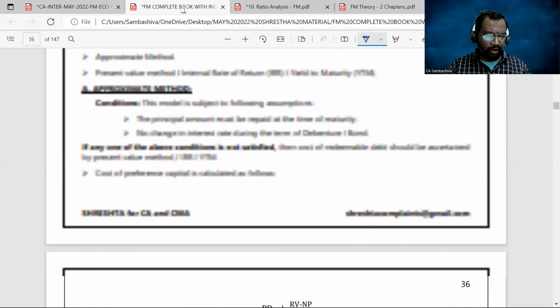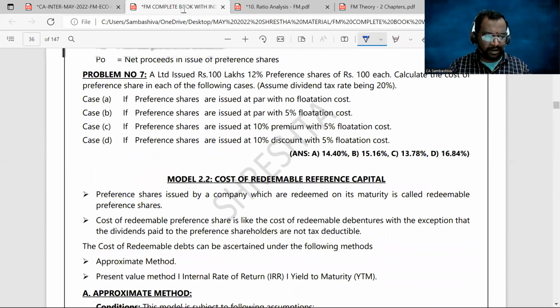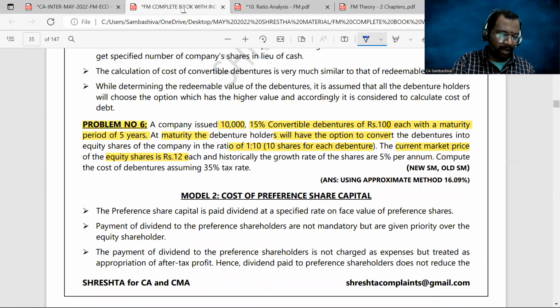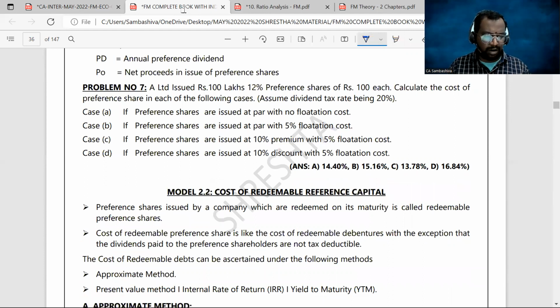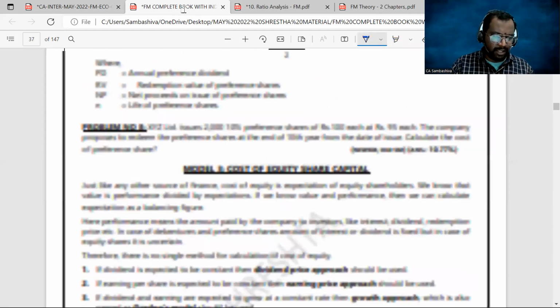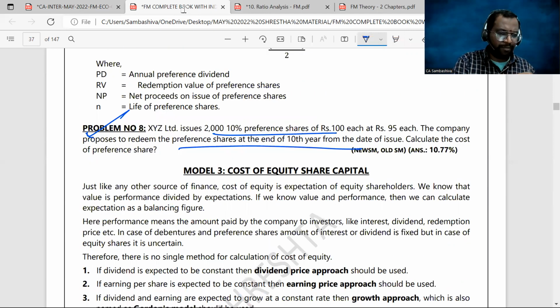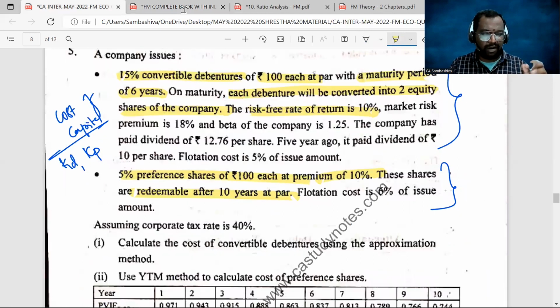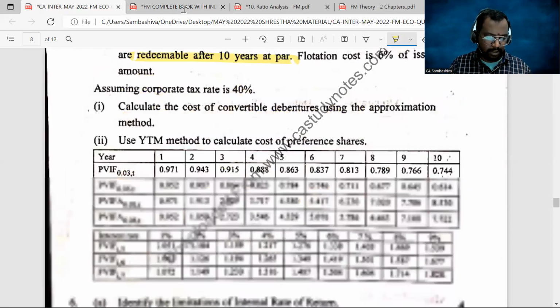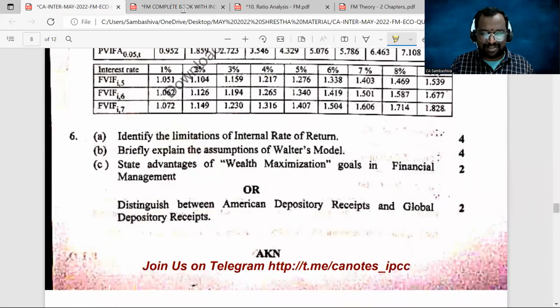So if you have done problem number 6 here under cost of redeemable convertible debentures and problem number 8 under preference model, then in that case, question number 5 of May 2022 will be very easy for you. Clear. Next. Problem number 6, as expected, theory questions here.